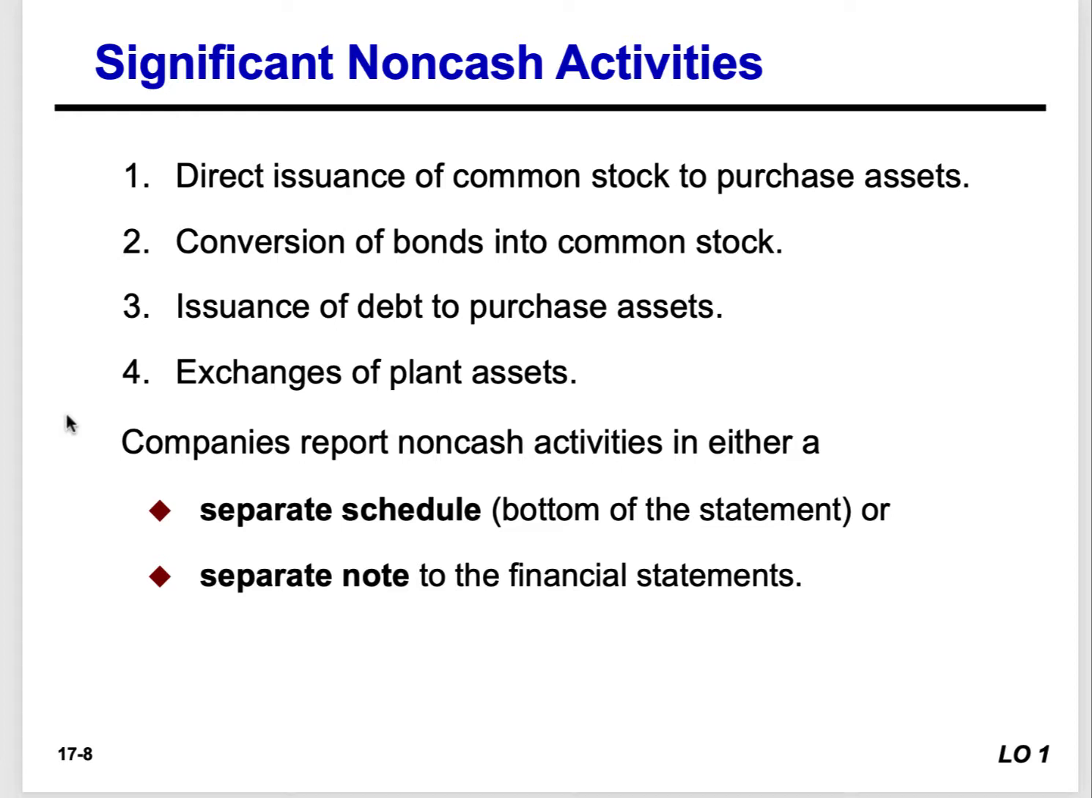So let's just say that we issue common stock to purchase an asset, right? Meaning we're a corporation. We want to buy a piece of mining equipment from Joy Company. And we go to Joy and we say, hey, we need a piece of mining equipment. We don't want to pay cash for it. Would you be willing to accept our stock? They say, sure, not a problem. We work out a deal. We give them X number of shares of stock.